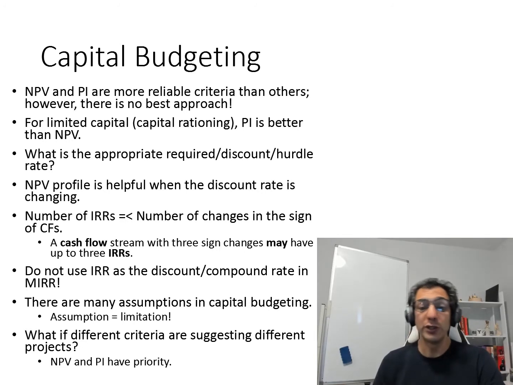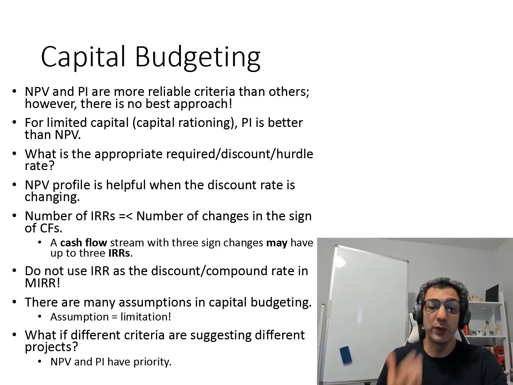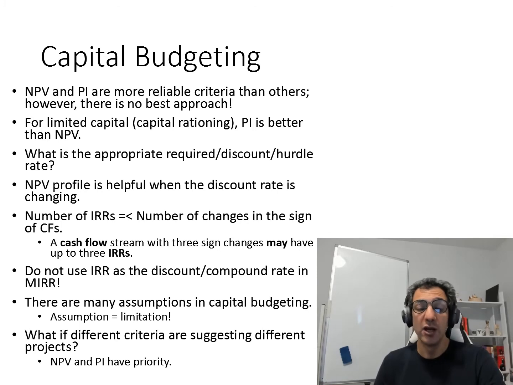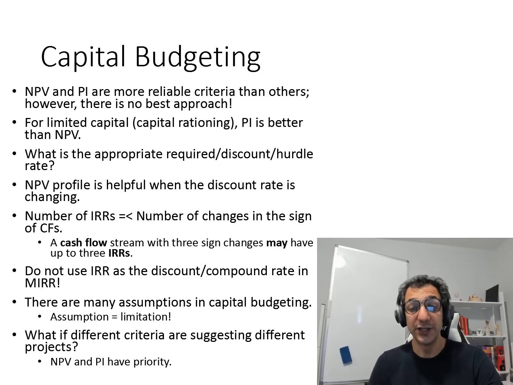Also, some investors are looking for the percentage. They want to know what is the internal rate of return. So in that case, IRR is an option. If you have the capital rationing, if you have limited budget, for sure PI is preferred to NPV because it considers the size of project. So it's better to go with profitability index than the NPV, which ignores the magnitude of the project.